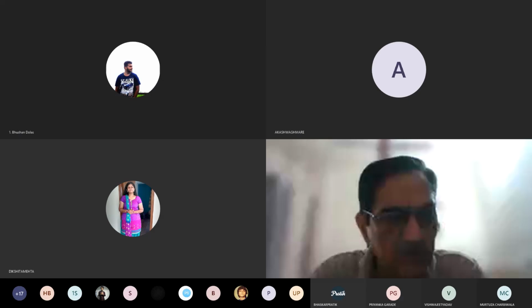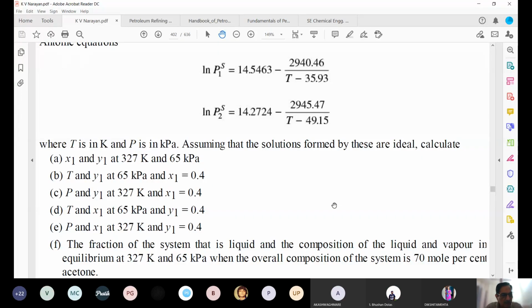Any questions up to part D? So then we'll do part E now. Find pressure and liquid composition at 327 Kelvin and Y1 equal to 0.4.